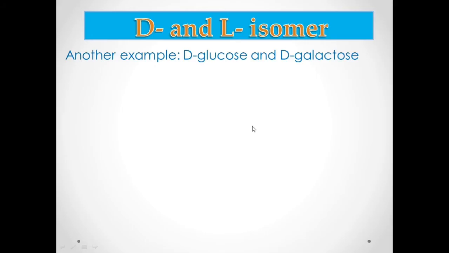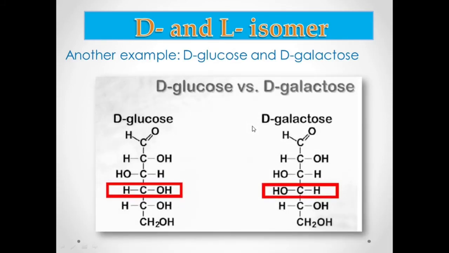So let's take a look at another example of monosaccharides. We have D-glucose and D-galactose. Take a look at the D-glucose and D-galactose. On carbon number 4, they are actually different from each other. Do you find the difference? Yes, they are different, of course.